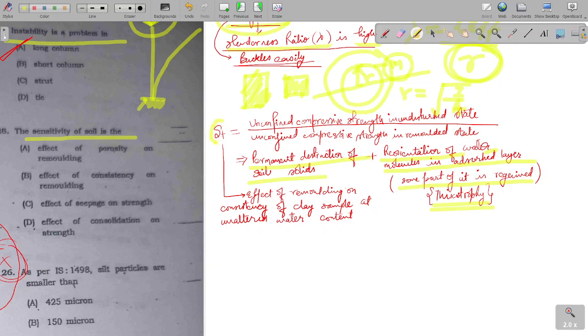So sensitivity is actually the effect of remolding on consistency of clay sample at unaltered water content. So it's the effect of remolding. What option number B says is effect of consistency on remolding. So there is some mistake in this option, but we can correct it. We can understand that the option wants to say it's the effect of remolding on consistency. So we can consider this as the correct answer, although there is some mistake in it.